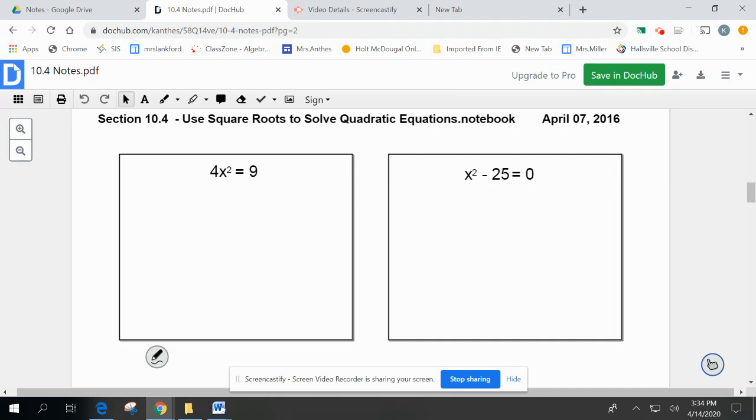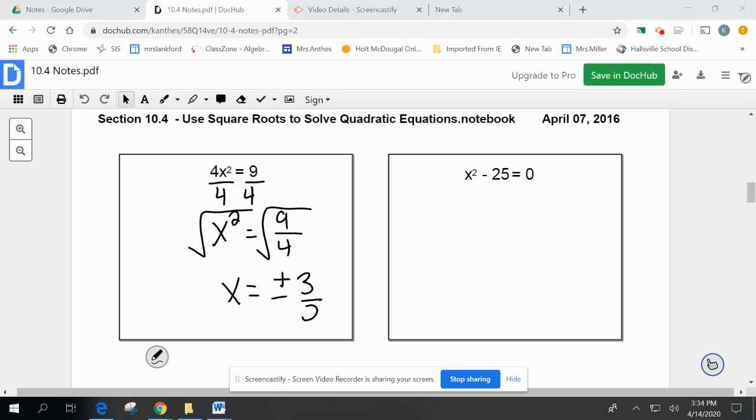All right, 4x squared equals 9. Divide by 4. I would choose to leave this as a fraction instead of making it a decimal, because 9 and 4 are both perfect squares. So then you would get x equals plus or minus 3 halves. Here we would add 25. Get x squared equals 25, square root. X equals plus or minus 5.